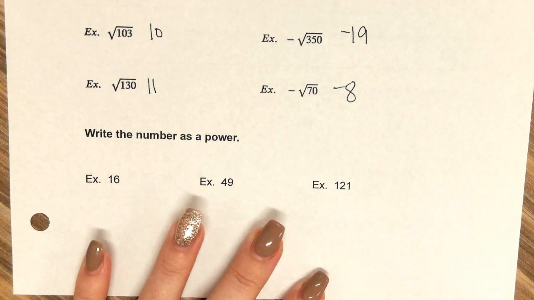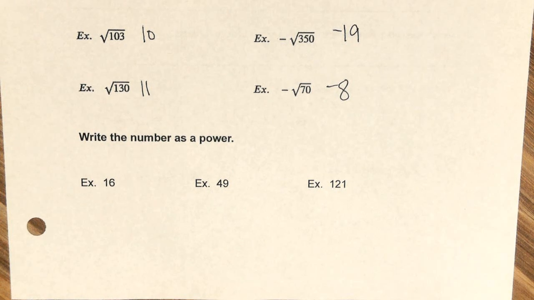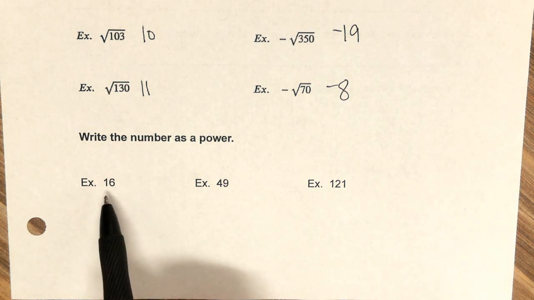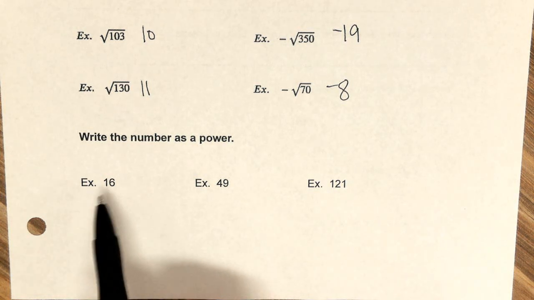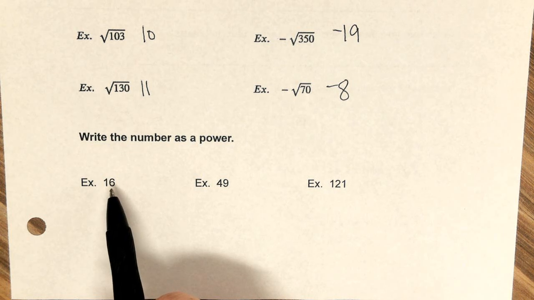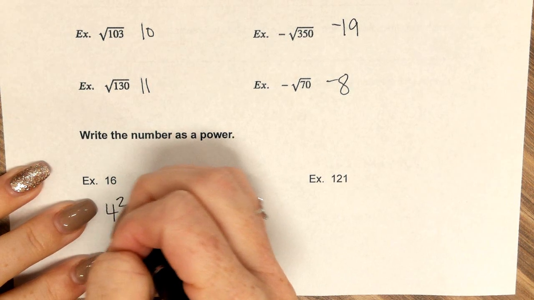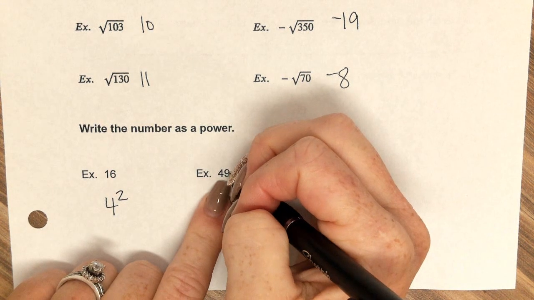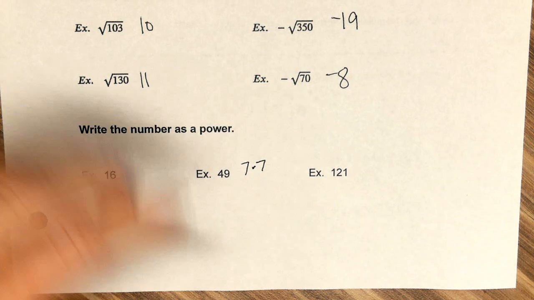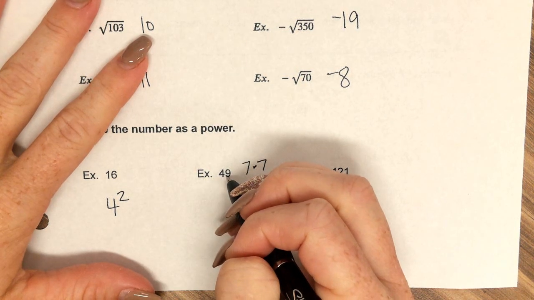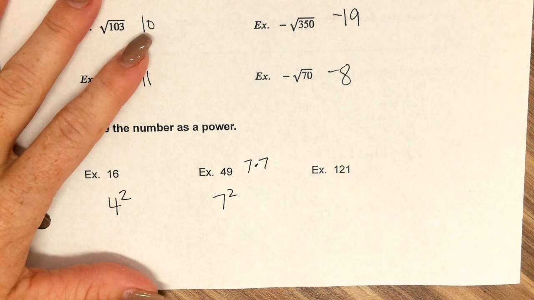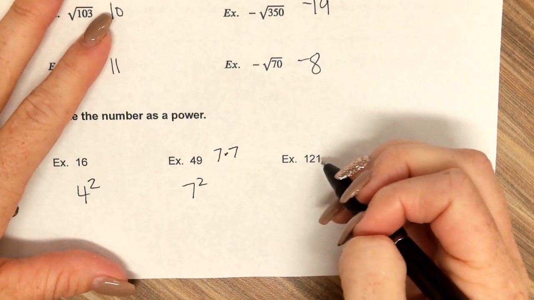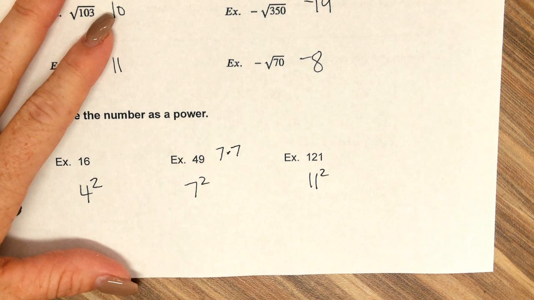It says write the number as a power. A power is an exponent. They're not wanting you to change the value. So you basically square root it, but you're looking at what number times itself is 16? 4. So 4 squared is the same as 16. Did I just write 16 as a power? Yes. Okay, what times itself is 49? 7 times 7 is 49. Therefore, writing 49 as a power would be 7 squared. Okay, how about this one? 11 squared.